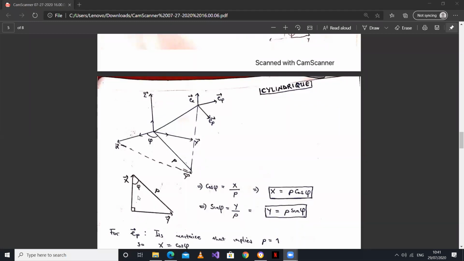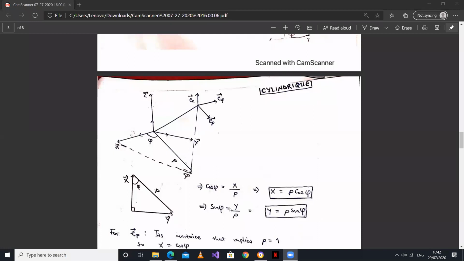From here now, it's a piece of cake. It's simple. I'll just begin. SOH CAH TOA. Cos phi is equal to the adjacent side of the angle phi, which is X, over the hypotenuse side, which is rho. I have this expression. SOH CAH TOA, so sin phi is equal to the opposite side, which is Y, over the hypotenuse side, which is rho. So sin phi is equal to Y over rho.